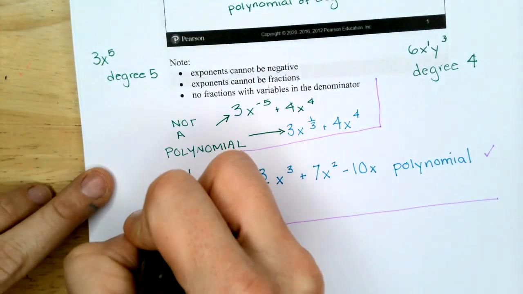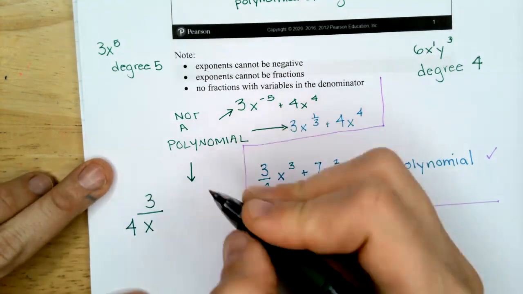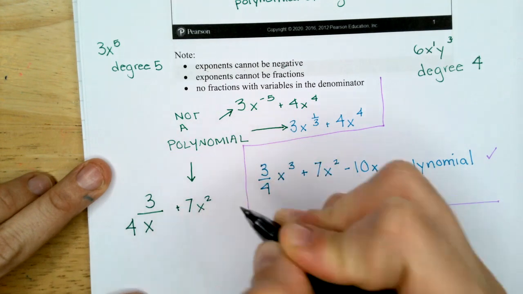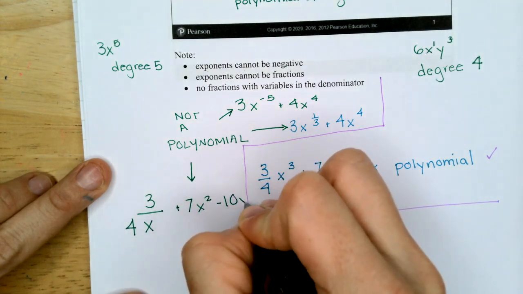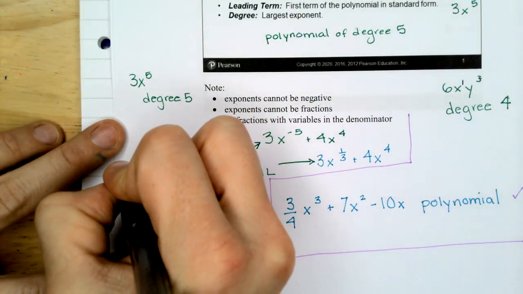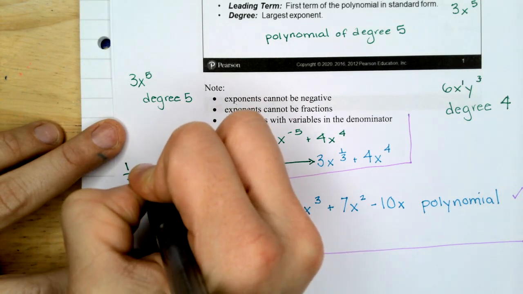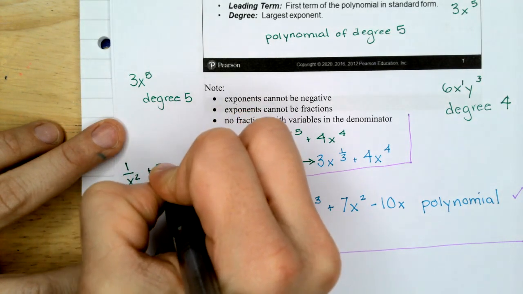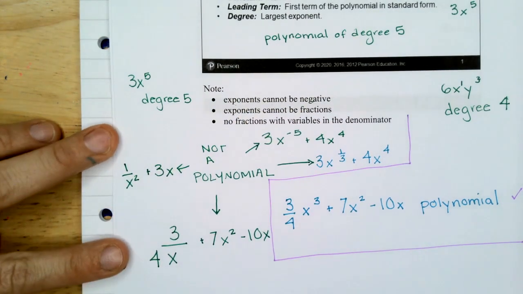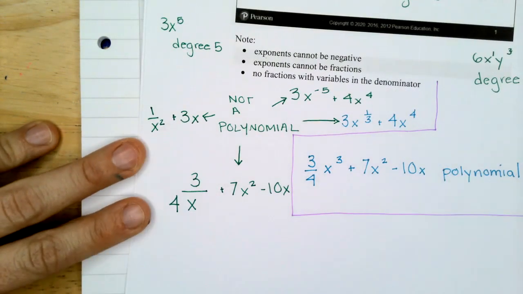If it was 3/4x plus 7x squared minus 10x, not a polynomial, okay? 1/x squared plus 3x, not a polynomial, okay? If you have your variable in the denominator, it's not a polynomial.